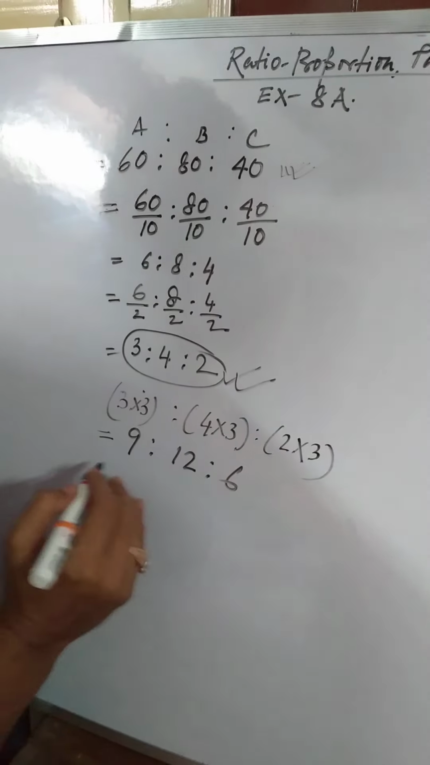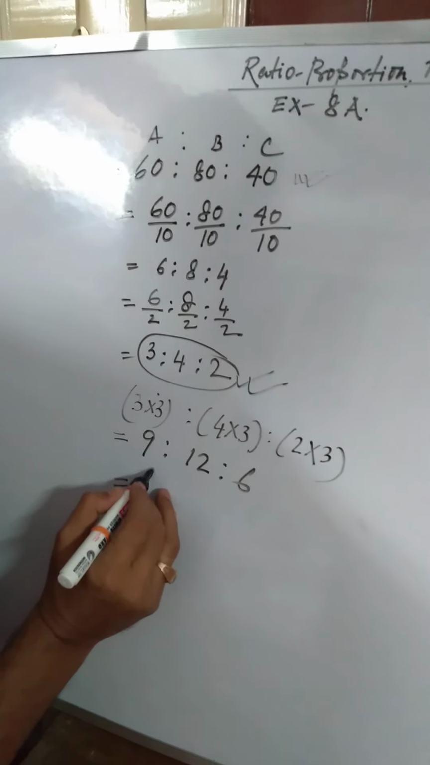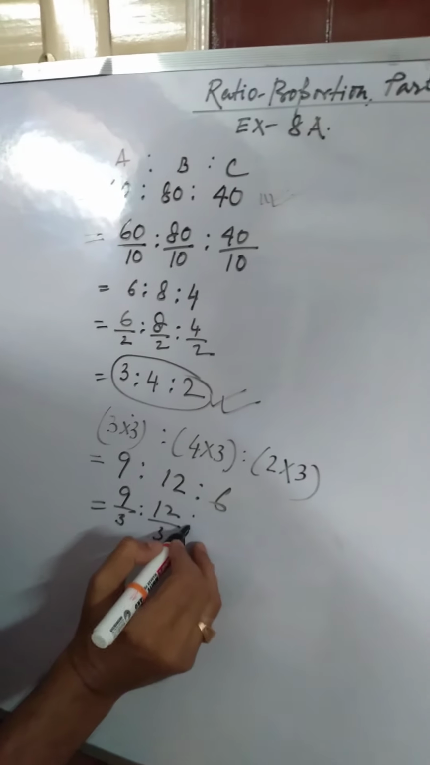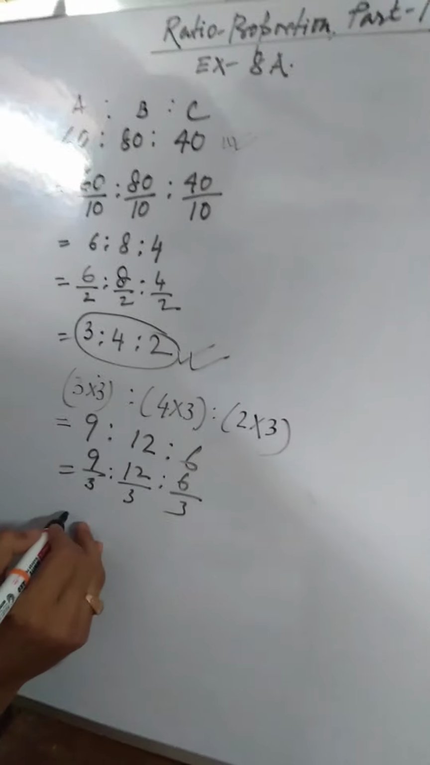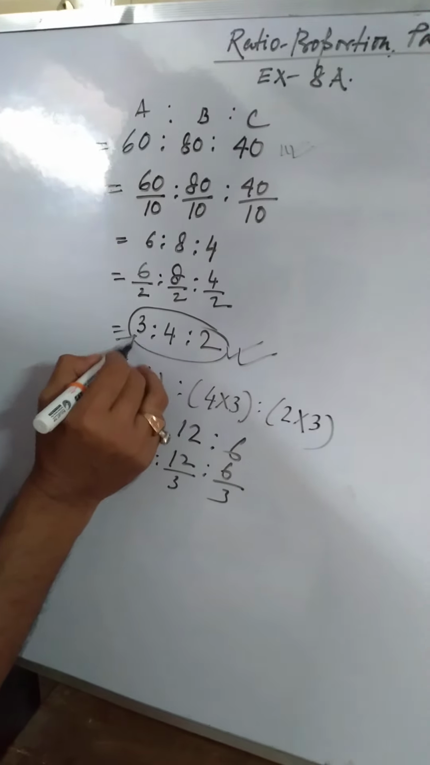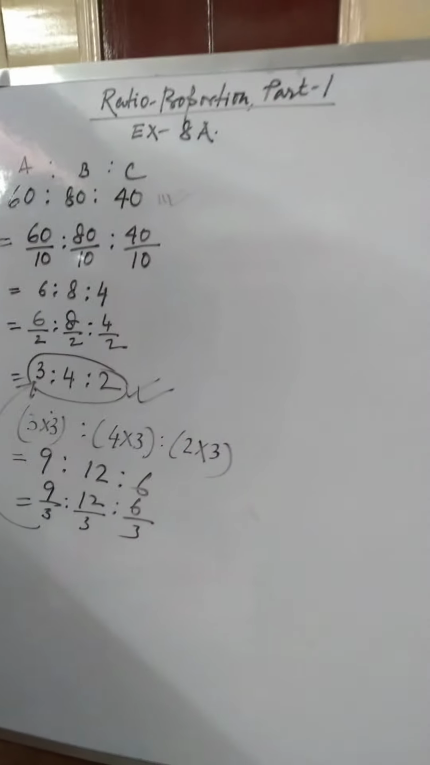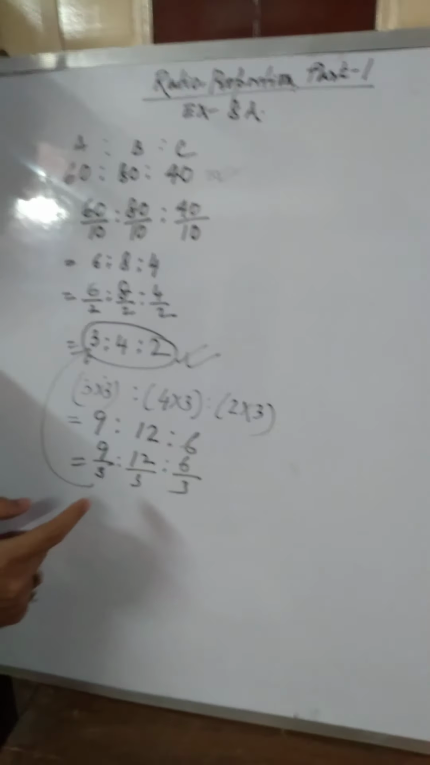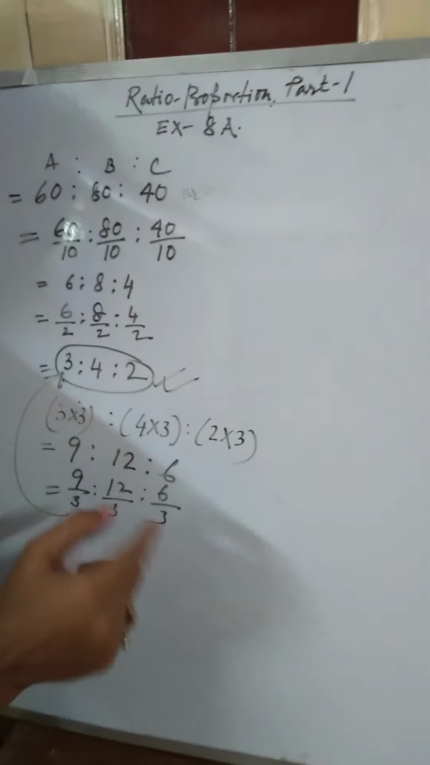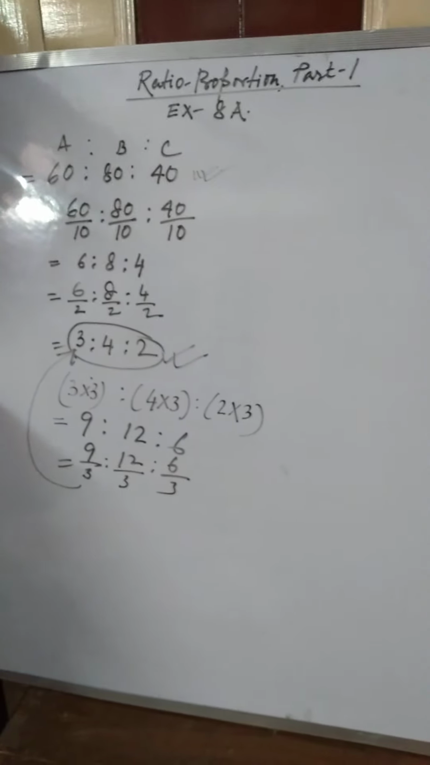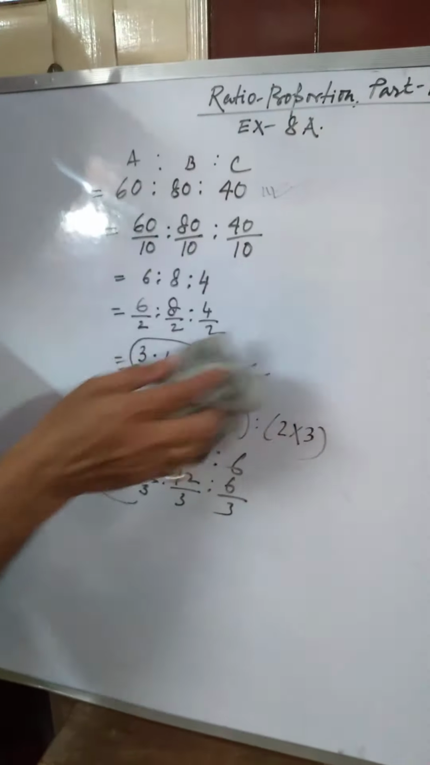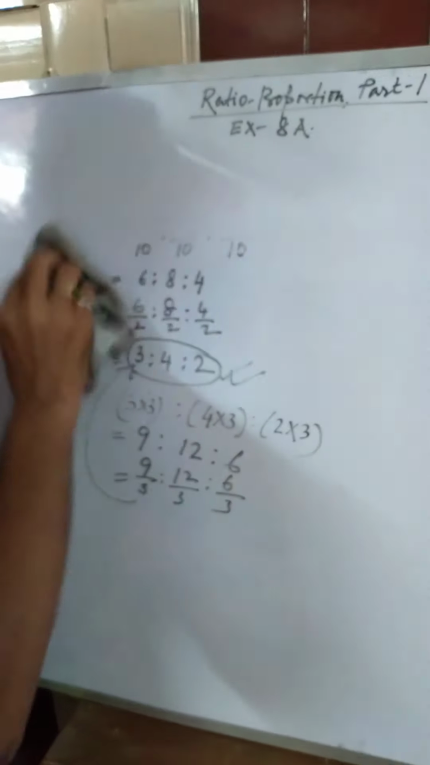But it comes 3 is to 4 is to 2 because this 9 can be divided by 3, 12 can be divided by 3, and 6 can be divided by 3. So it gives you the same result. So whenever you are multiplying all the numbers of the ratio, or you divide all the numbers of the ratio with the same number, then the ratio remains unchanged. So here it is, the introductory part of the ratio.